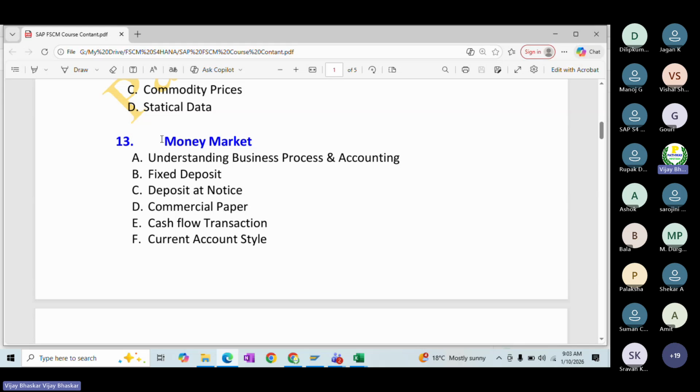Coming back to that, the first topic in the treasury would be money market. Under money market, what are the instruments which I am going to cover?